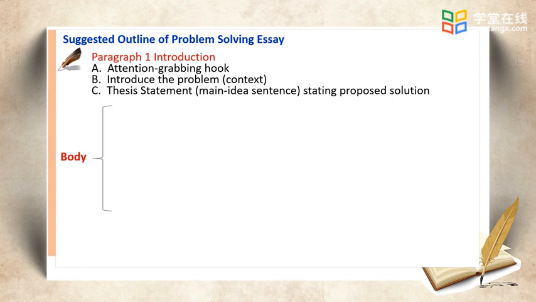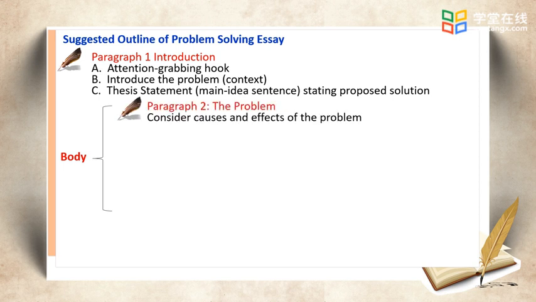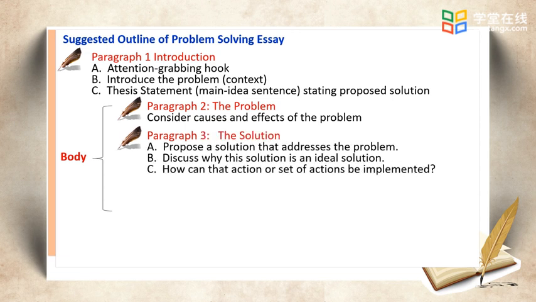The paragraphs of the main body of the argument can be divided into three segments. The first segment deals with the analysis of the problem, considering the causes and effects of the problem. The second segment deals with the solution of the problem. First, it tries to propose a solution that addresses the problem. Second, it discusses why this solution is an ideal, or at least plausible solution. The author then tries to figure out how that action or set of actions can be implemented.